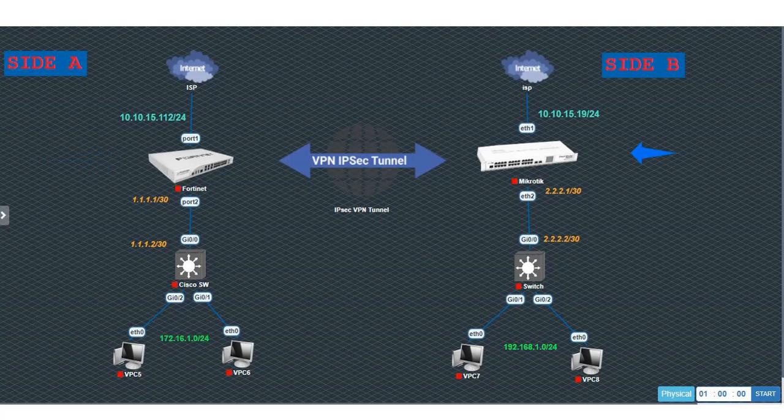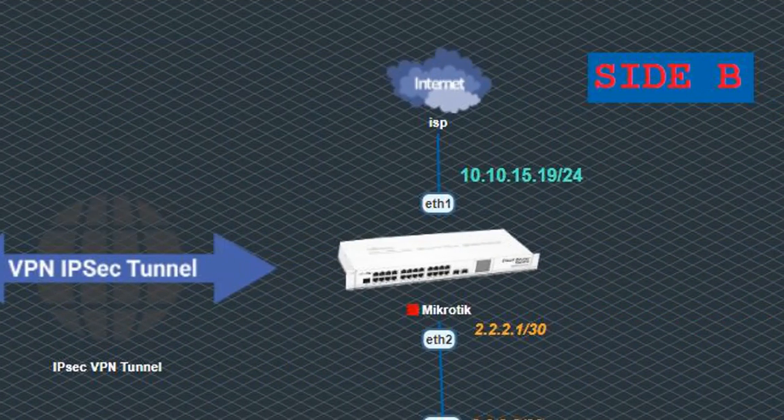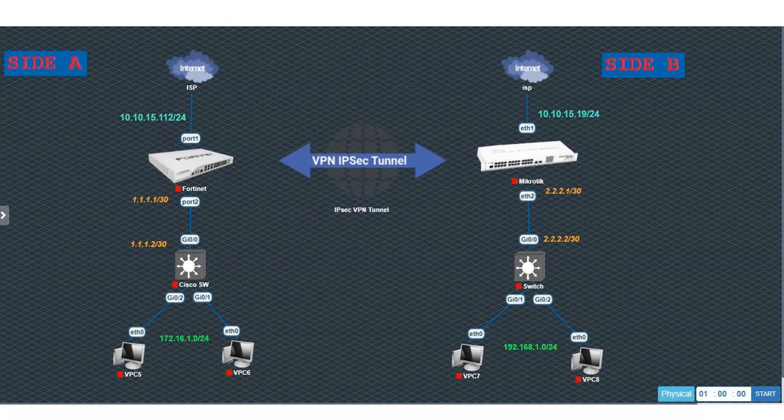Today I'm going to show you how to set up an IPsec VPN tunnel between a Fortinet Fortigate and a Mikrotik router. For this scenario I'm using the PNET Lab emulator. As you can see, we have a Fortigate on side A and a Mikrotik router on side B. We will have some basic configuration on both sides, and we will use a Cisco switch as a DHCP server for our end devices.